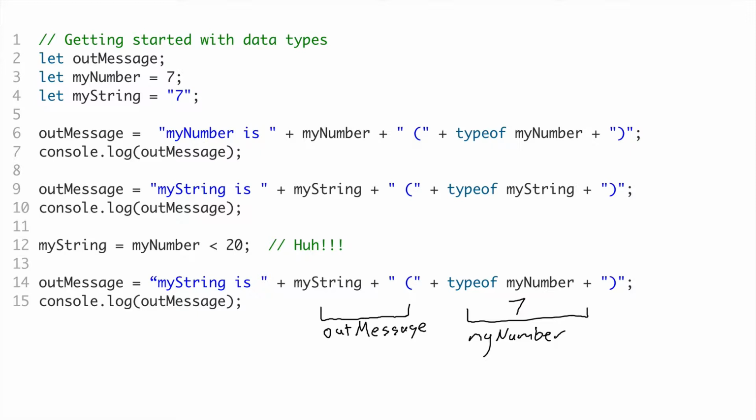The next line looks quite similar. Again, this creates a variable. I'm going to call it myString. Here our assignment has quotation marks around it. And this is our way of writing a string literal.